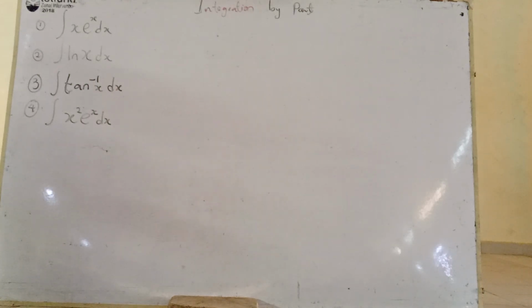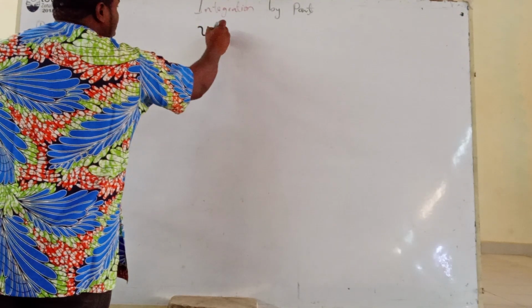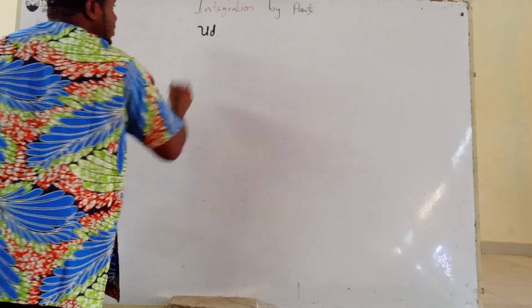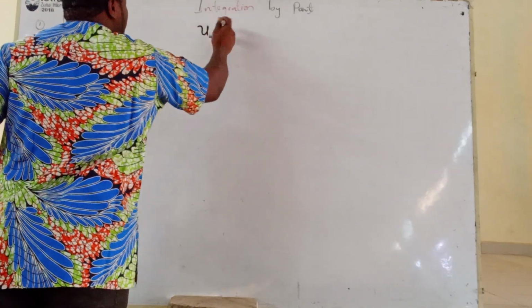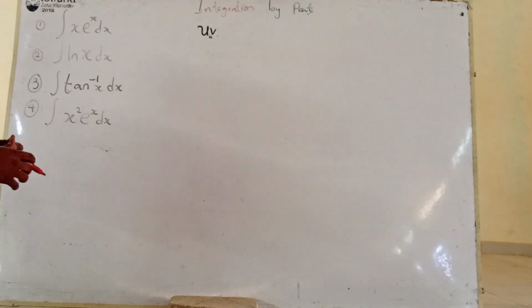Now, the idea is that from the concept of product rule, you remember product rule when we are treating differentiation? From product rule, that is where we derive the formula for integration by parts. So let's try and derive it again, right? When you have two functions, u and v, you have uv, right?